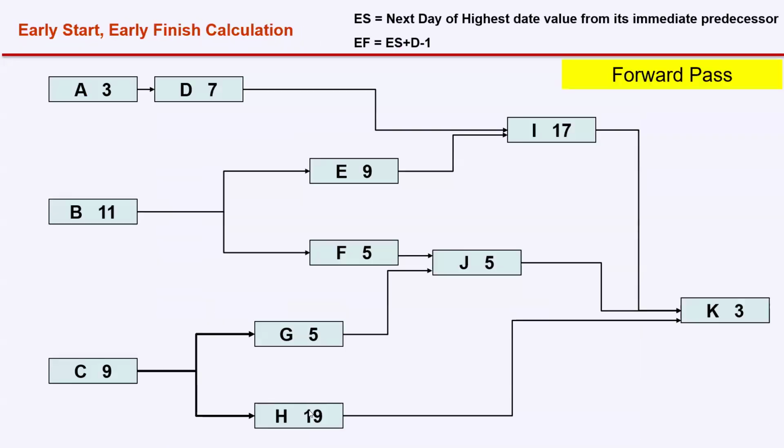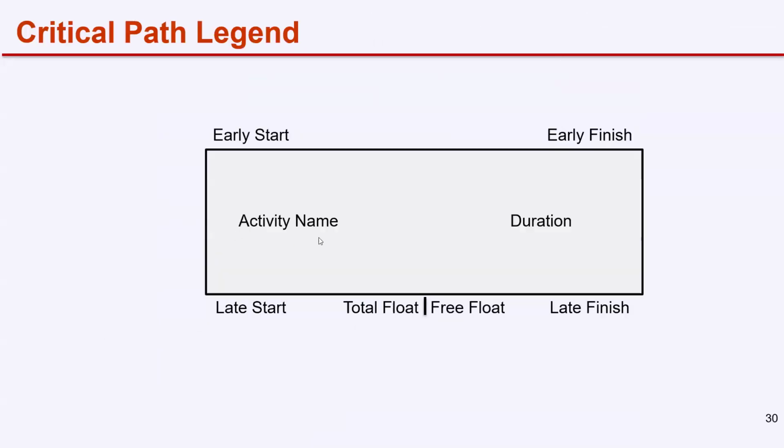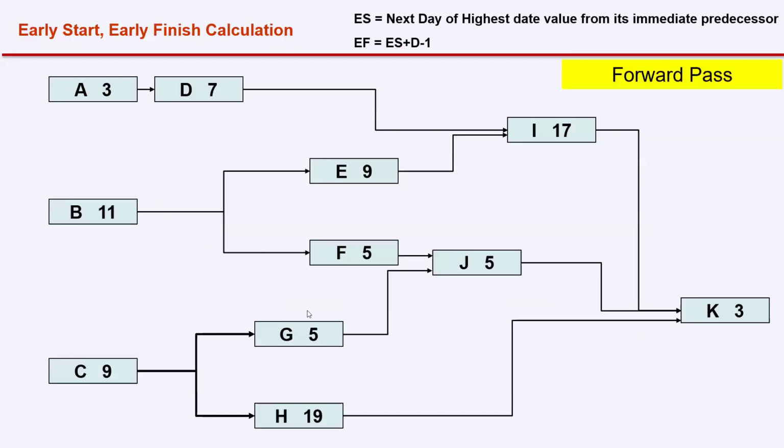So we created the network diagram. According to the legend, early start and early finish will be in the top left and top right. So let's go and do the calculation. Again, calculation is not that important. The concept is important. What is early start, early finish, how it is used in scheduling. So questions will be based on that.